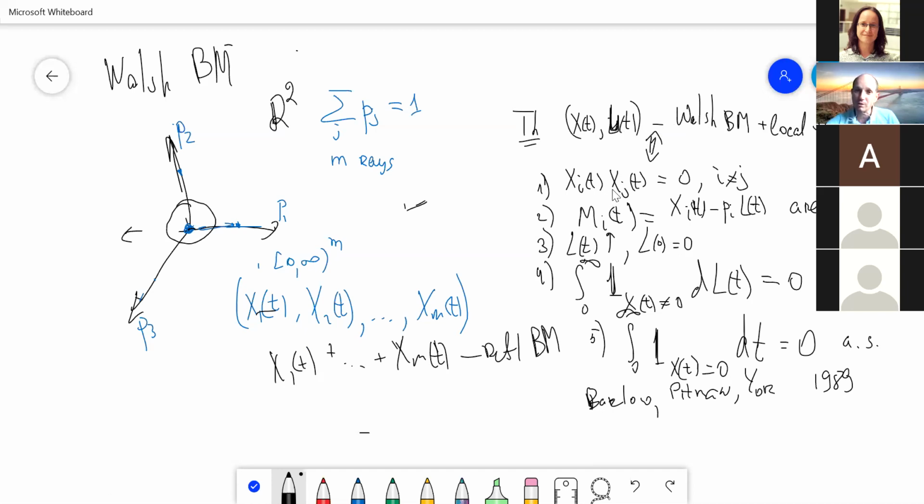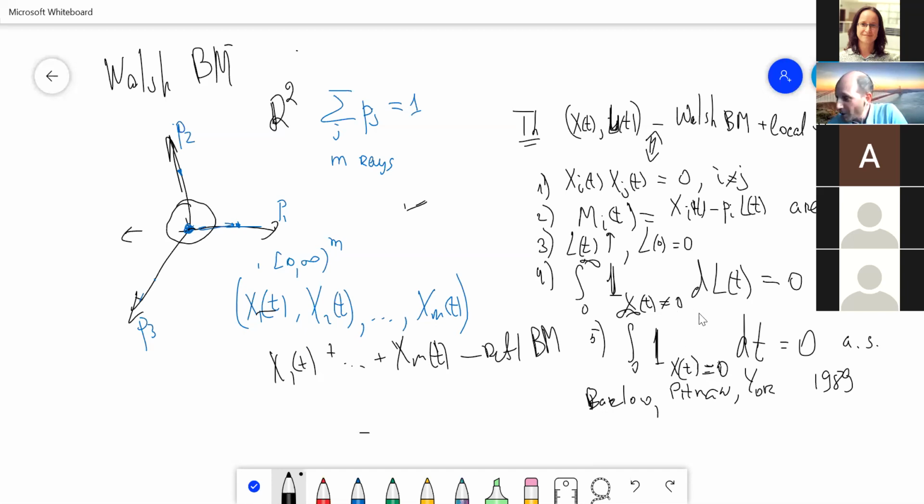And the other implication is the following. Assume that X and L is a pair of processes such that X is a Walsh-Brownian motion and L is its local time at 0. I don't understand the last statement because if you have processes which satisfy conditions 1 to 5, and you just multiply your L by some positive constant, you will have the same.